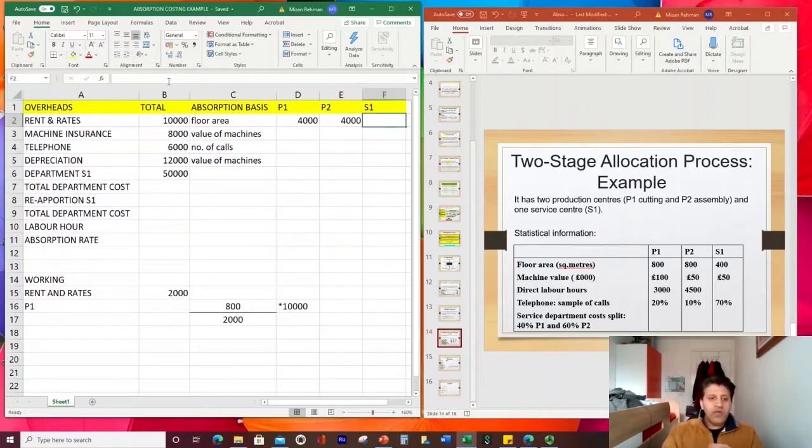We can do the same calculation, 400 divided by 2,000 times 10,000, and we can get our value, which is going to be half of what P1 and P2 are getting. Why half? Because the floor area is half. So on that basis, rather than doing a calculation, actually I'll do a calculation in this just to give you a good understanding of the matter. Divided by 2,000 and times 10,000, and I get 2,000, which I expected.